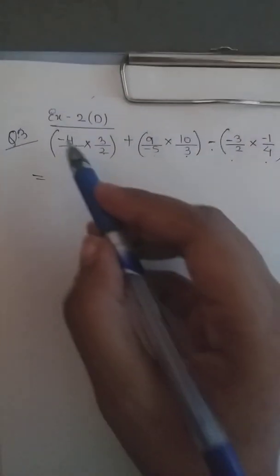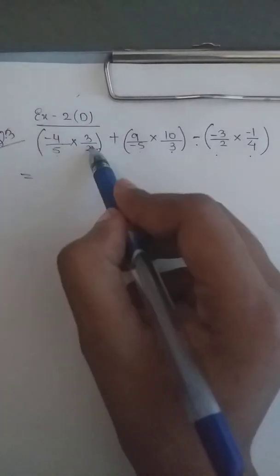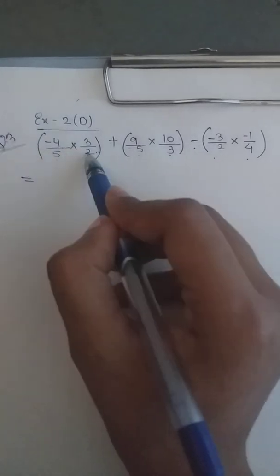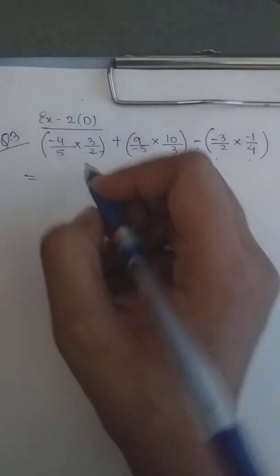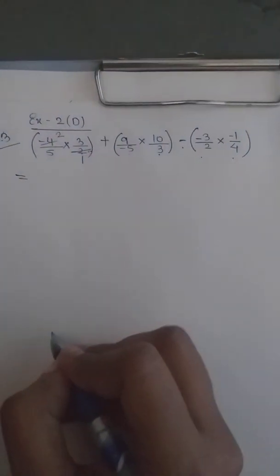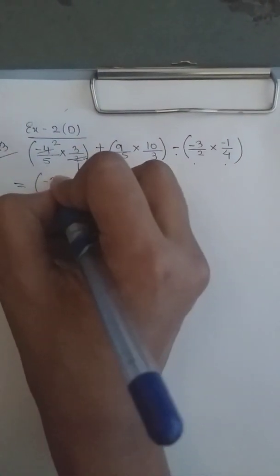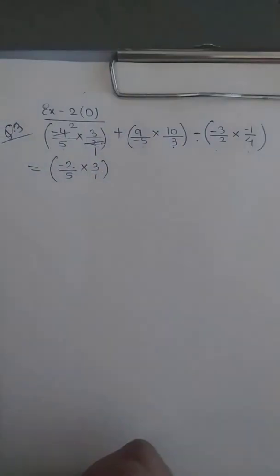Always remember the law of cancellation applies only numerator to denominator, okay, not denominator to denominator or numerator to numerator. So like 2 in the denominator, 2 ones are 2 and 2 twos are 4. So in this bracket there is minus 2 by 5 multiplied by 3 by 1.